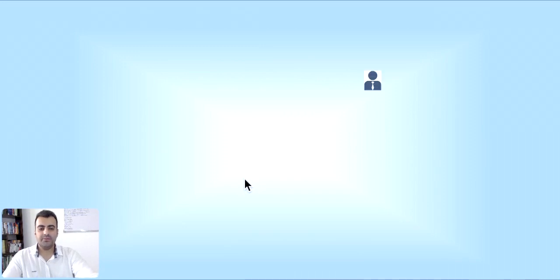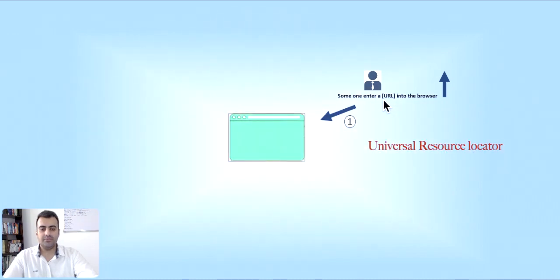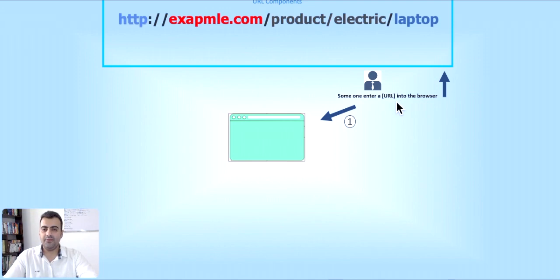Here in this example, someone enters a URL to the website and hits enter. Okay, what happens next? At first, let's discuss what a URL is. URL stands for Uniform Resource Locator, and it has 4 parts. The first one is scheme. In this example, it is http://, and another common scheme is HTTPS, in which the connection is encrypted.